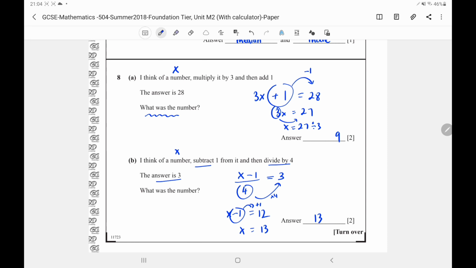So you can check your answer. Plug 13 into the question. I think of a number 13, subtract 1, I get 12. Divided by 4, I get 3. That's right.